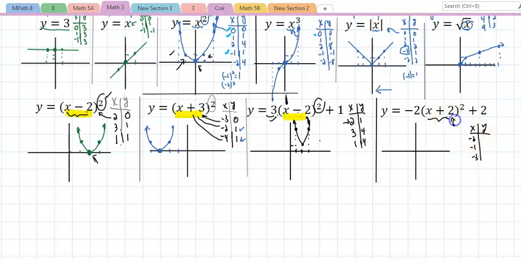Throw a negative 2 in there. That's 0 times negative 2. That's a 0 plus 2. That's a 2. Put a negative 1 right there. That's 1 squared. 1 times negative 2 is negative 2. Plus 2 is a 0. How about a negative 3? Negative 3 plus 2 is negative 1. When you square it, you get a 1 times negative 2. That's negative 2 plus 2, a 0. So, negative 2, 2, negative 1, 0, and negative 3, 0.